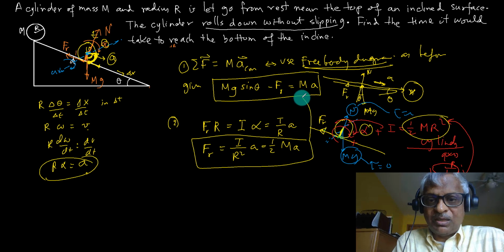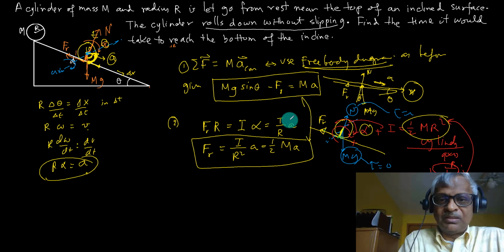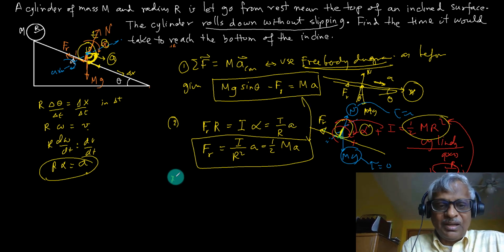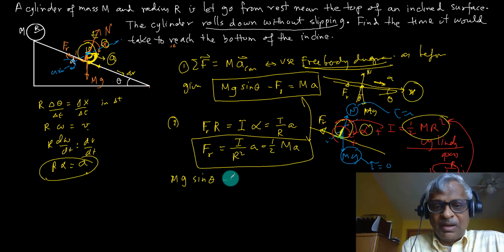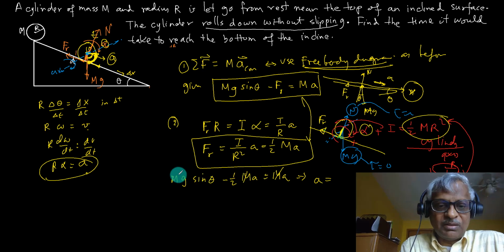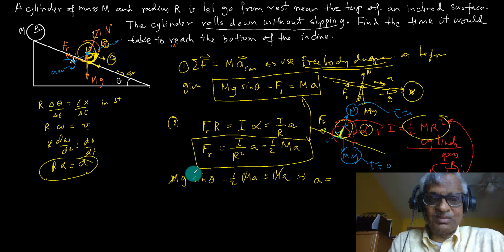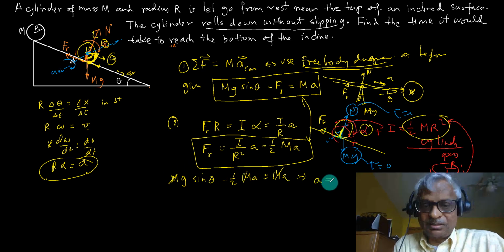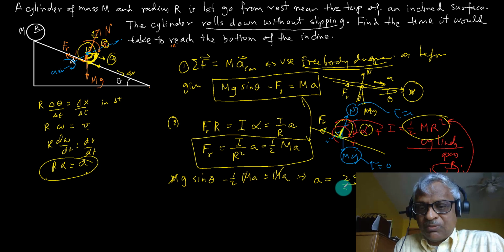So using this and this, we are able to find mg sine theta minus half MA equals MA. That just means A equals, M just got cancelled out from this. Interesting, the mass of the cylinder doesn't matter. And this over here becomes 3/2, then this is 2g over 3 sine theta.